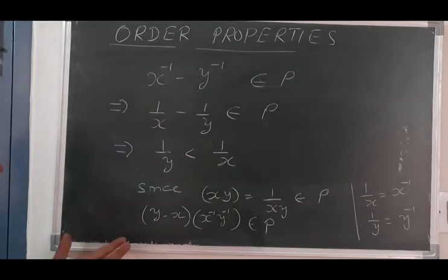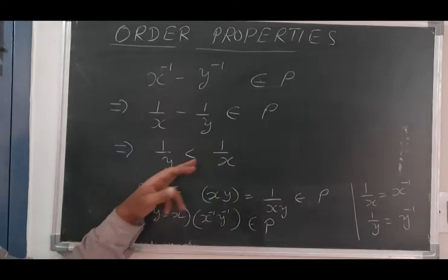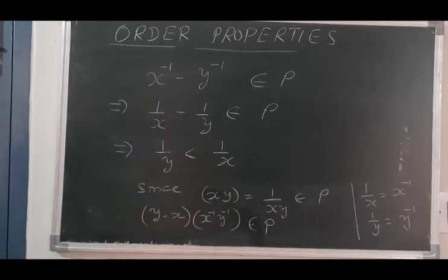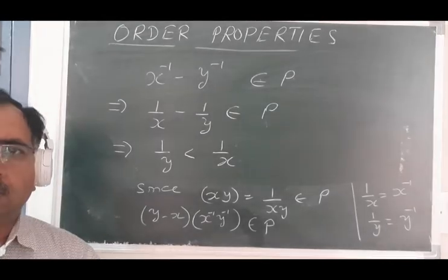When x is less than y, the reciprocal of x, 1 over x, will become greater than 1 over y. So this is all for today.